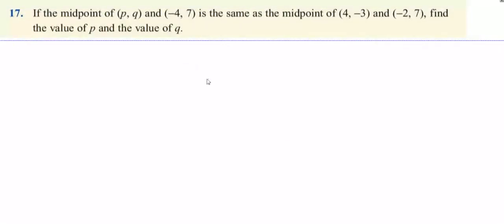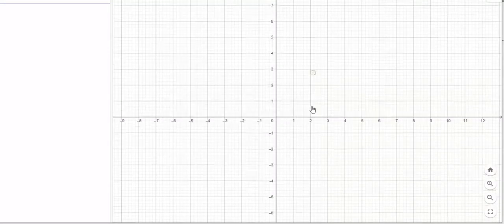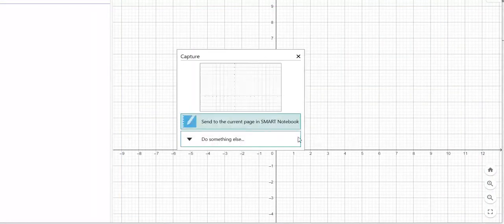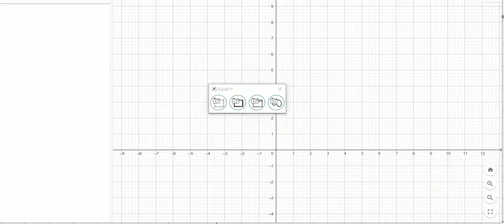Let's hope I have enough. Actually, give me a second. I'm just going to retake this picture because I need it to be a bit higher. Now, once again, if you're stuck, you can always try it by diagram. Send the current page, and off we go again.